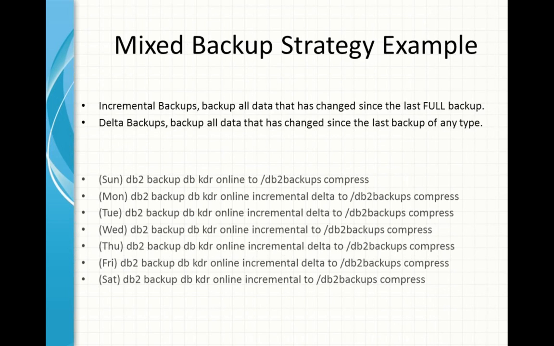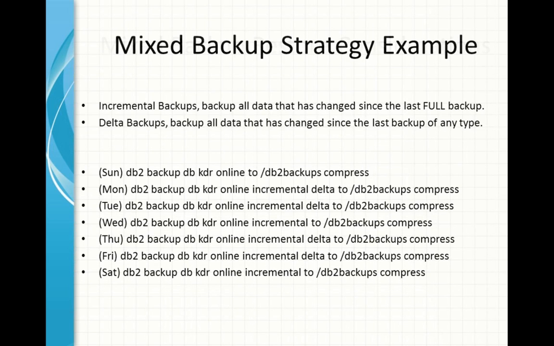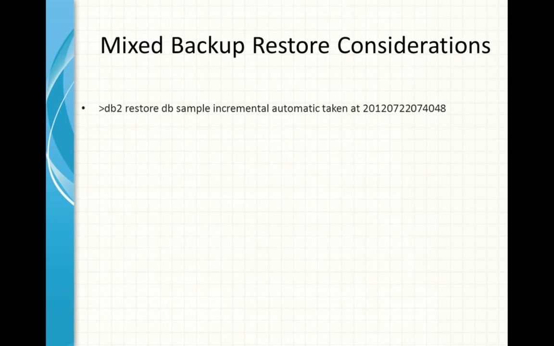For large systems, a combination of full, incremental, and delta backups can save storage. So let's talk about that mixed backup strategy. Incremental backups back up all data that's changed since the last full backup. Delta backups back up all data that's changed since the last backup of any type.